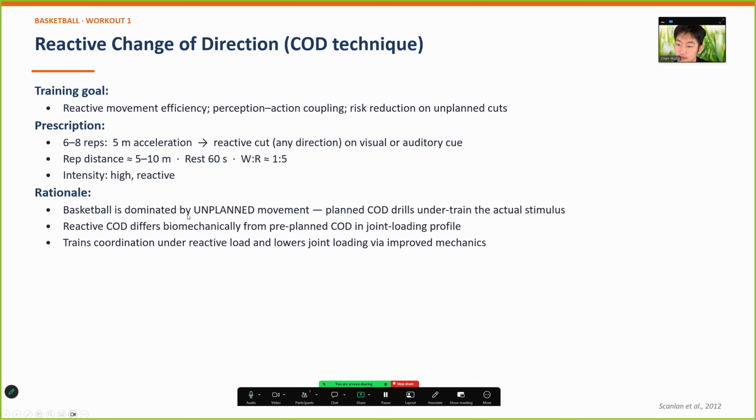Because basketball is dominated by unplanned movement, planned COD drills will undertrain the actual stimulus. Reactive COD differs biomechanically from pre-planned COD in joint loading profile. It trains coordination under reactive load and lowers joint loading via improved mechanics.